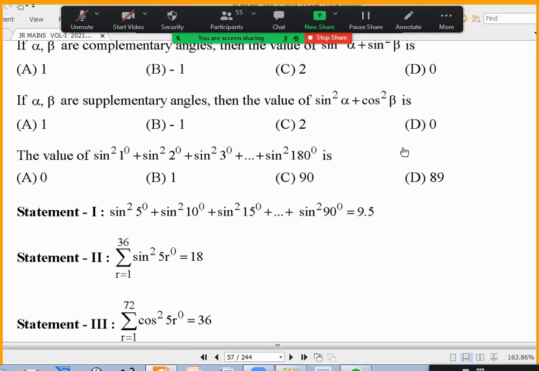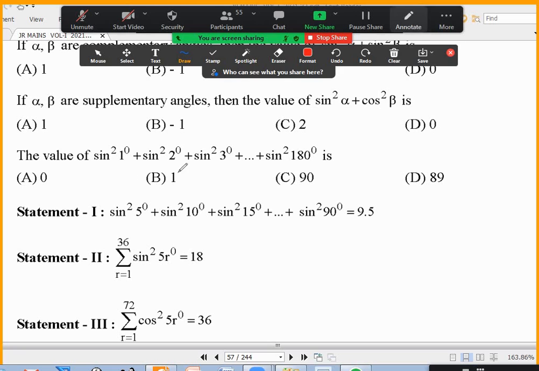Now some questions, for example, here all are positive. Nothing will cancel. So only the identity, sin square theta plus cos square theta. How should we observe this? Sir, is the answer 89 or 90?